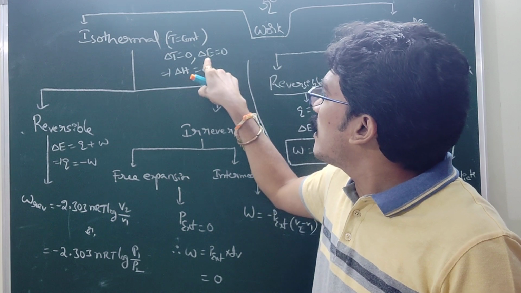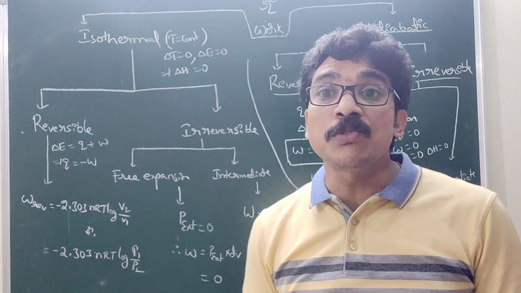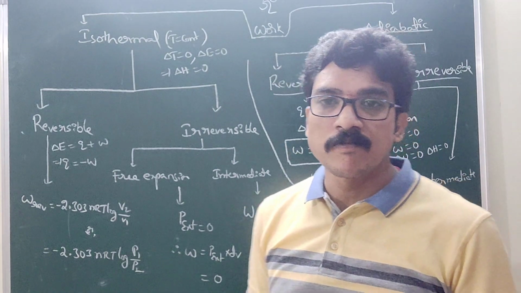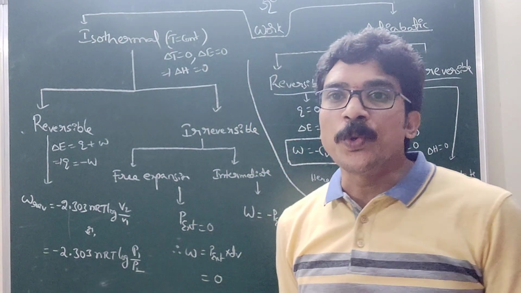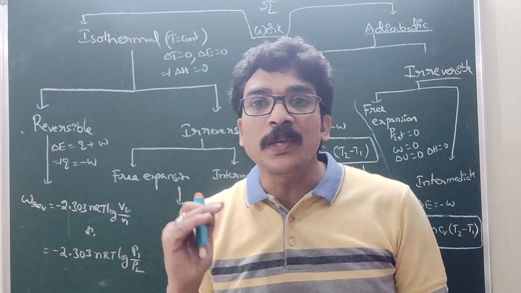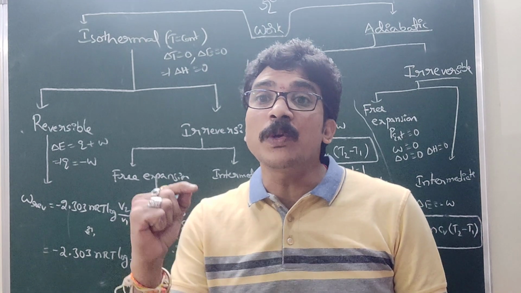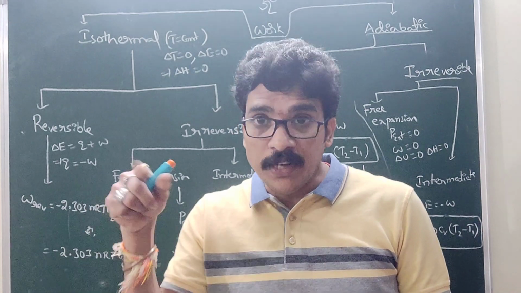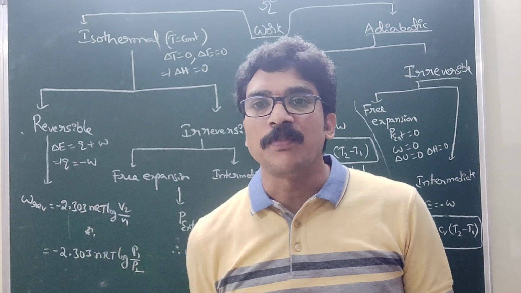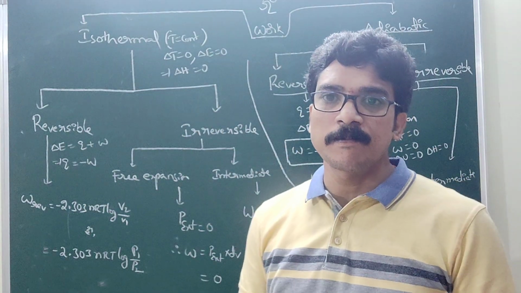And delta E and delta H both become 0 in an isothermal process, because we know the formulas: delta E is equal to mCv delta T, and delta H is equal to mCp delta T. If delta T is 0, then delta H and delta E both are 0 in the isothermal process.